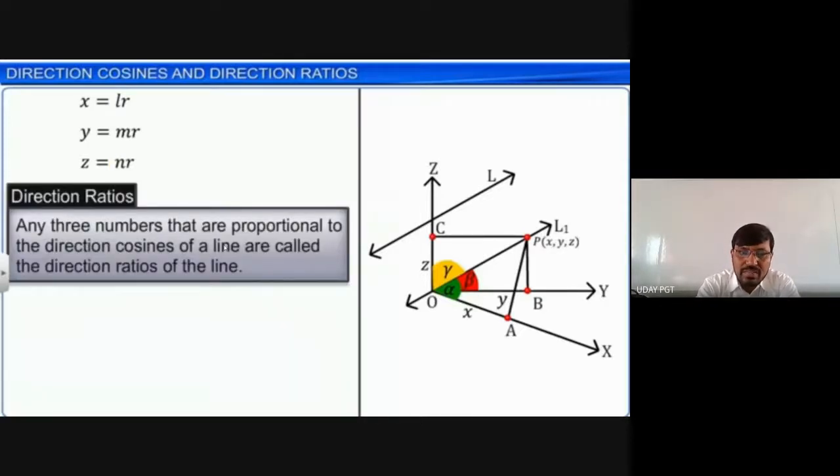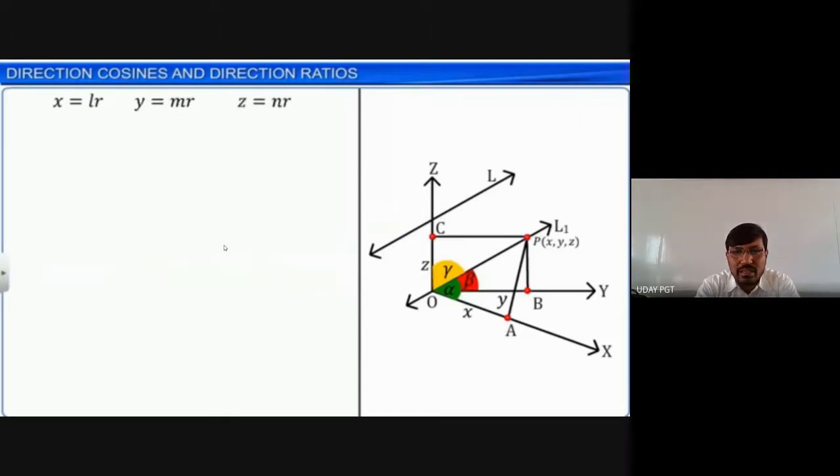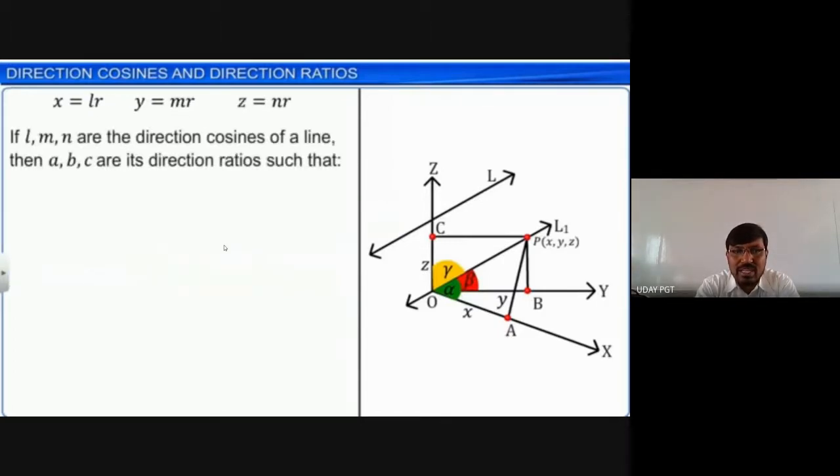Direction ratios are any three numbers which are proportional to the direction cosines of a line. The direction ratios of a line are usually represented by a, b, c. They should be proportional. So l can be written as a into lambda, m can be written as b into lambda, n can be written as c into lambda, where lambda is not equal to 0. Not only that, it can be any number. The numbers which are proportional to the direction cosines are called direction ratios.